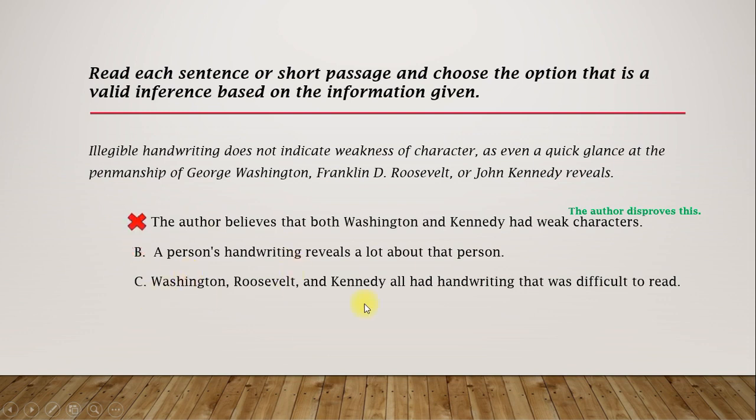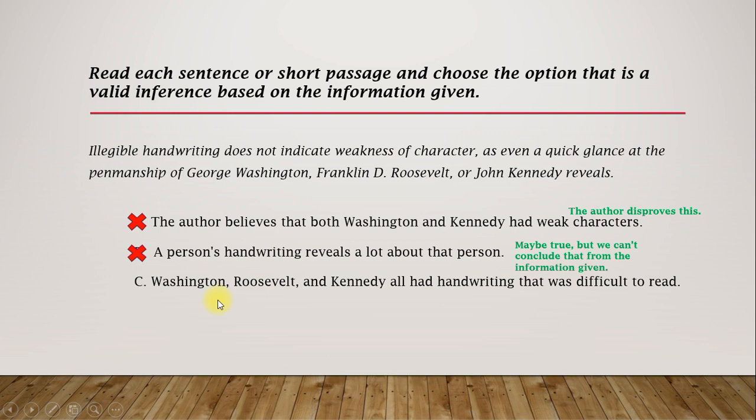B. A person's handwriting reveals a lot about that person. This might sound correct at first glance, but if we chose this, it would be our personal idea rather than an inference, as there is no information in the given sentence. So this can't be the correct answer either.